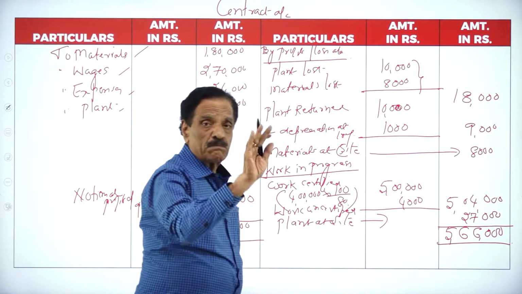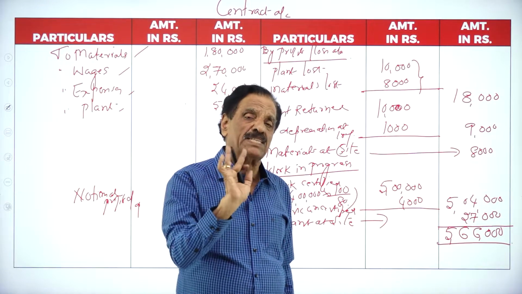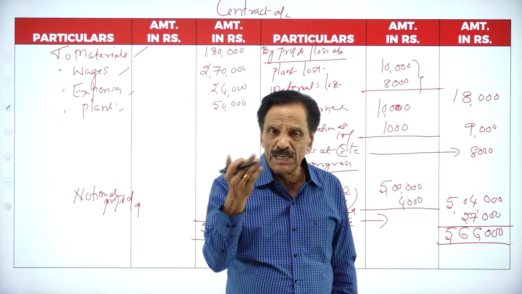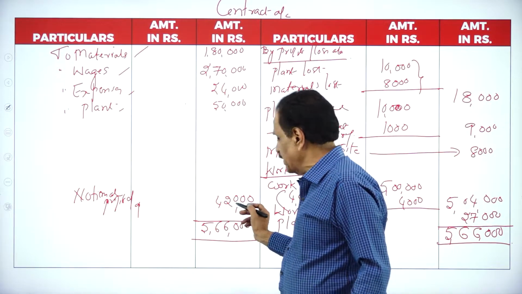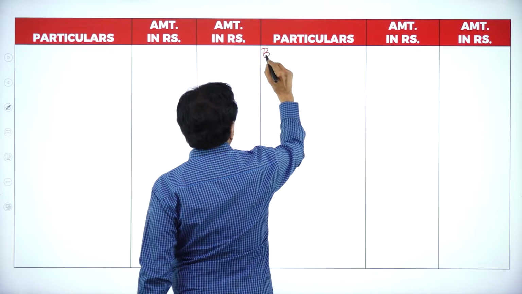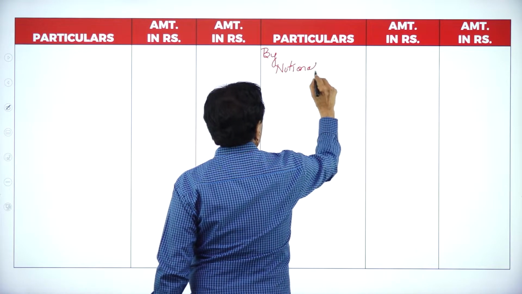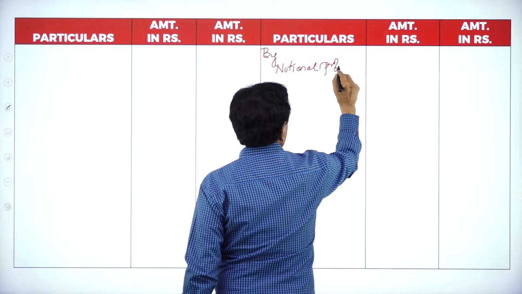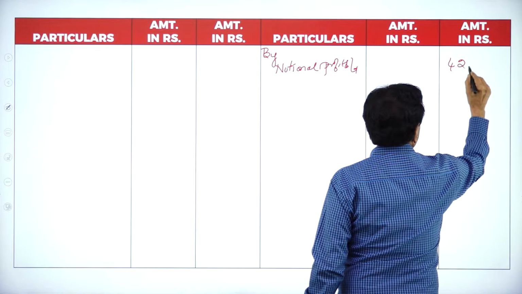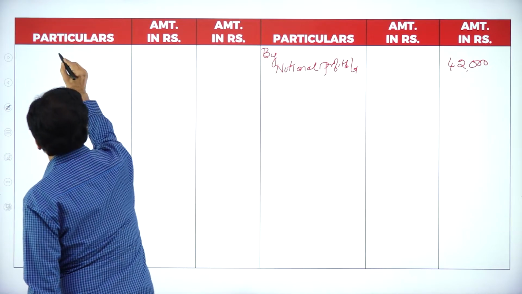What's your formula? Plant value as per the trial balance minus plant lost minus plant return minus depreciation. So what is your profit? 42,000. Then it will transfer by notional profit brought down, 42,000. Your notional profit brought debit side to profit and loss account.